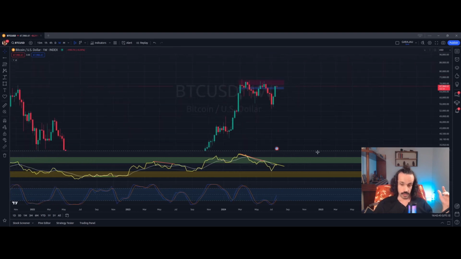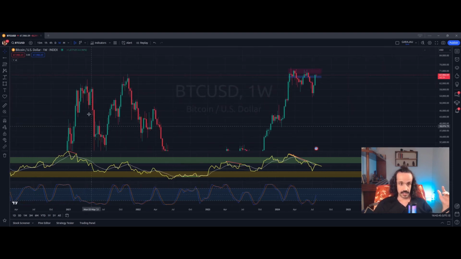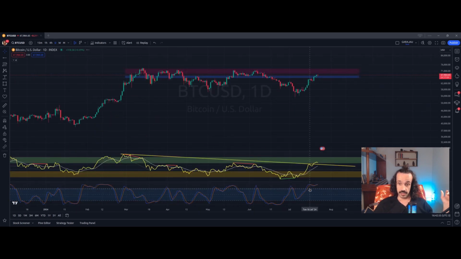We need to consider this. And where was the stochastic? Right at the bottom. Here we have the stochastic reaching the midline. So I'd consider a correction to be possible here, especially because on the daily the stochastic is also on top, in the overbought region.